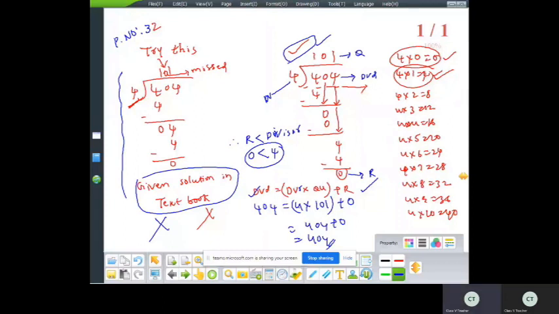Okay, try this problem from page number 32. Please try this one. Some problems are waiting for you. The solution is already given. That is question number 1. Try this and verify your answer against the textbook answer. After your solution, again verify these two formulas: dividend is equal to divisor into quotient plus remainder, and remainder is always less than divisor.